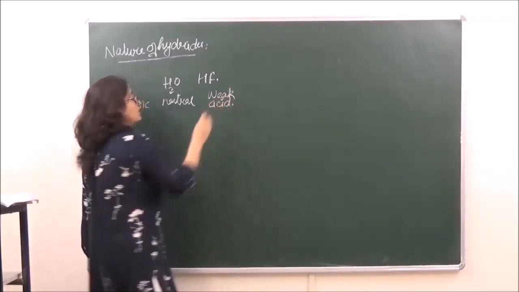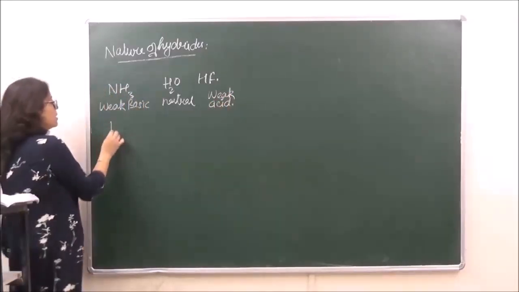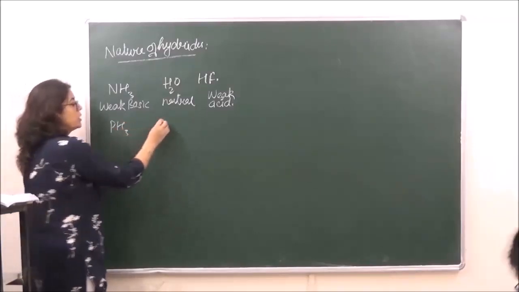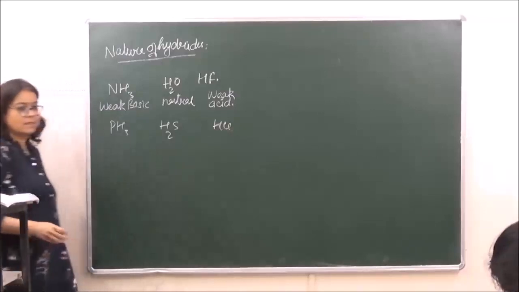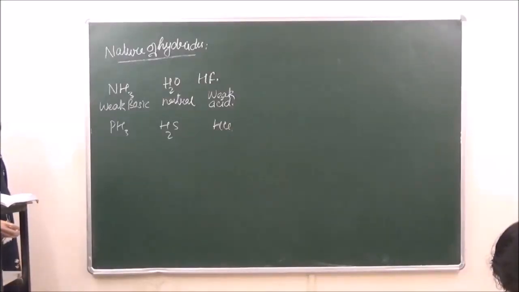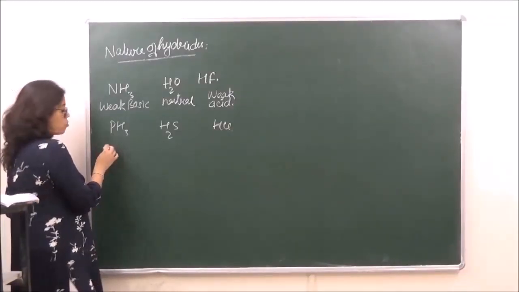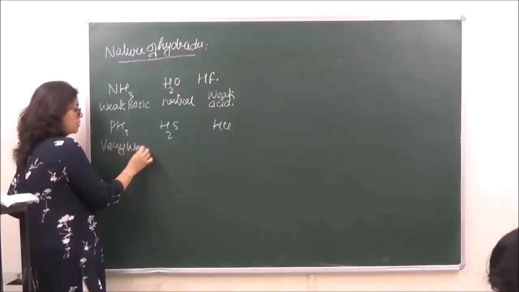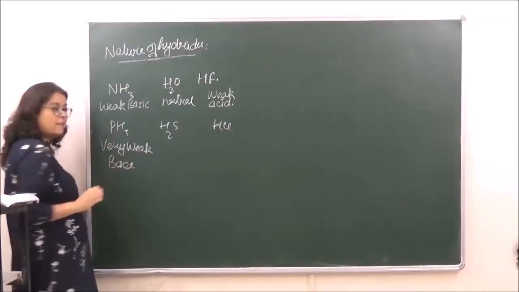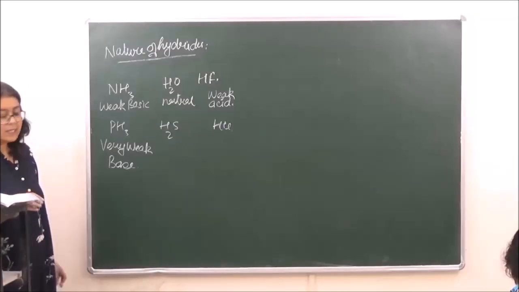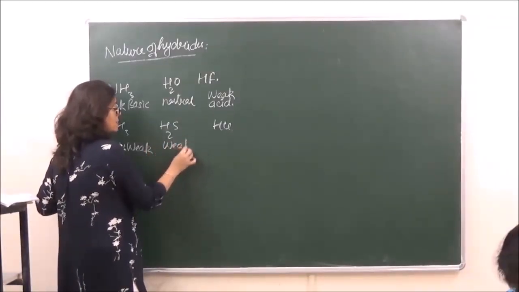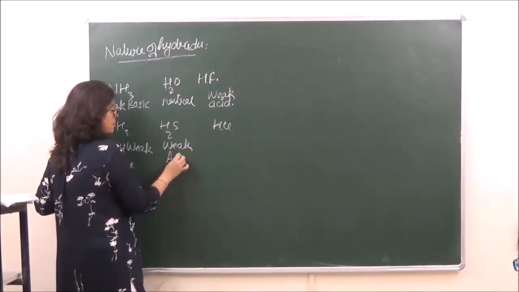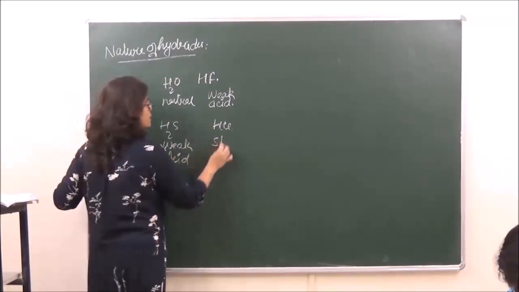Then let's go to the next group. We have PH3, H2S, and HCl. ठीक है? So यहाँ पे this is a very weak base. PH3 is a very weak base. Sorry, H2S is a weak acid, and this is a strong acid.